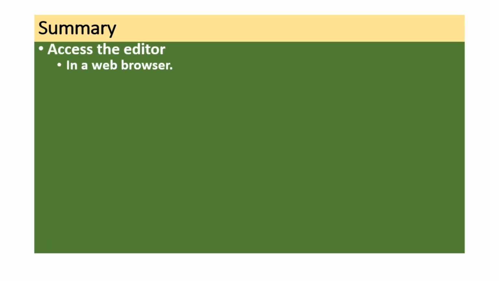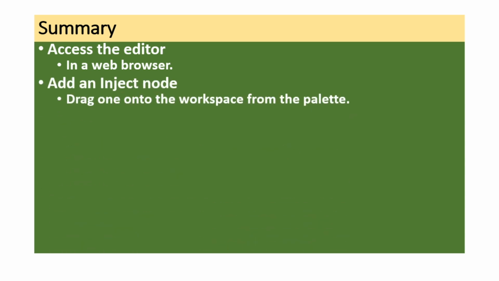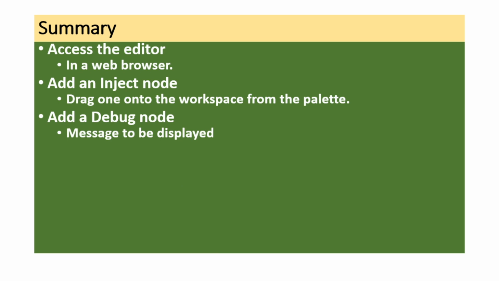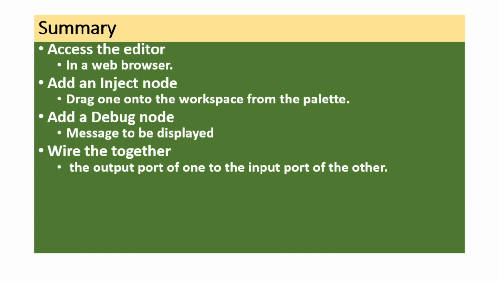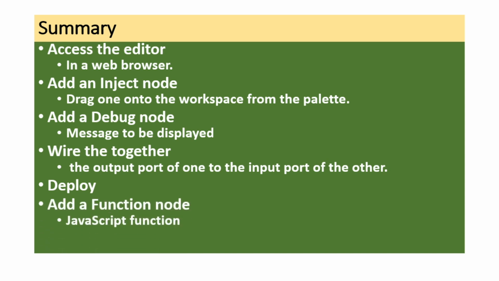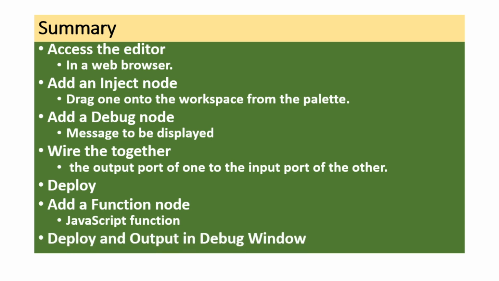As a summary, first we are going to access the editor through the web browser. After that we are going to inject the node. So we are going to drag the inject node and place it in the editor window. Then we are going to add a debug node to display your data. Then we need to wire it. All the nodes have to be wired together in order to flow the data from one input to the other. Then deploy it. If you want to add the function through JavaScript, add a function node. Then you can deploy it and again you can visualize the output in the debug window.